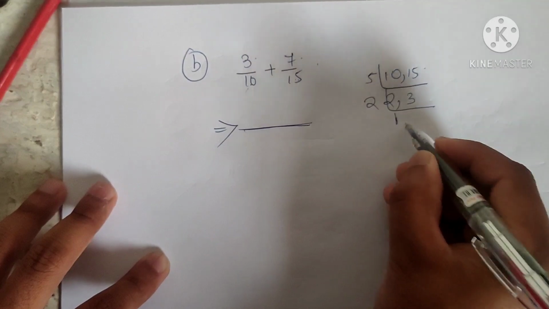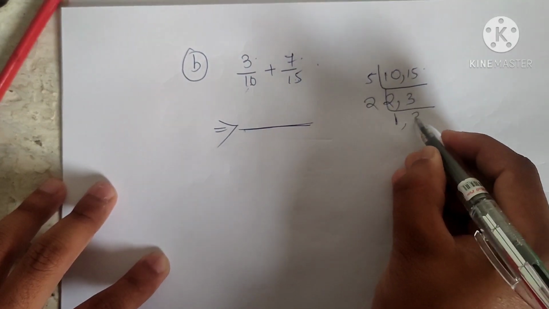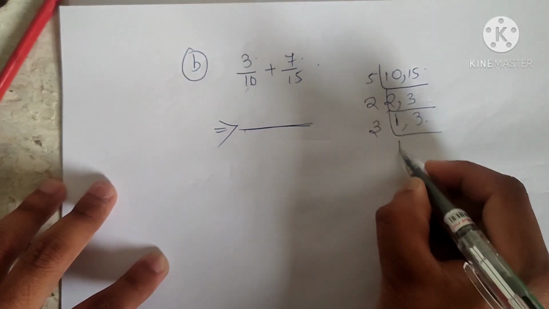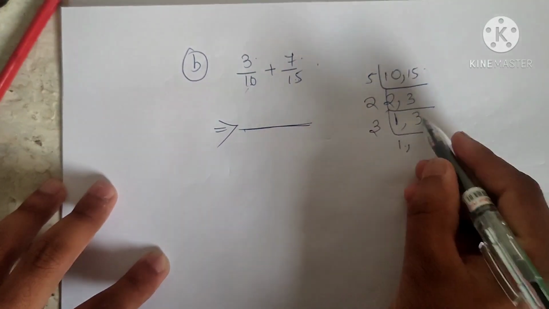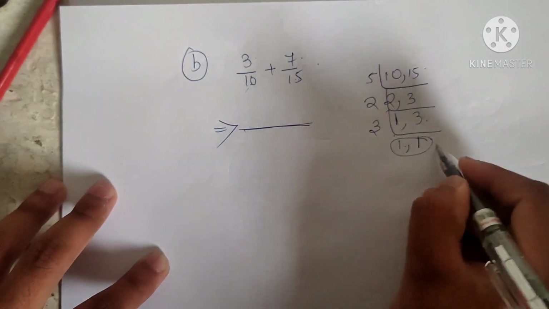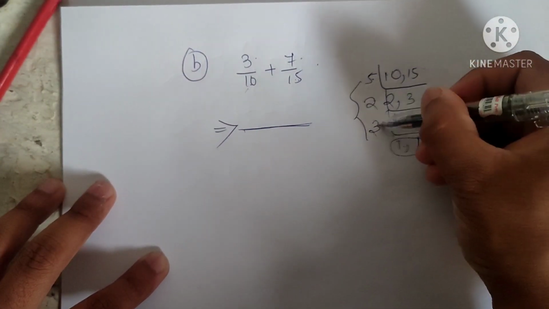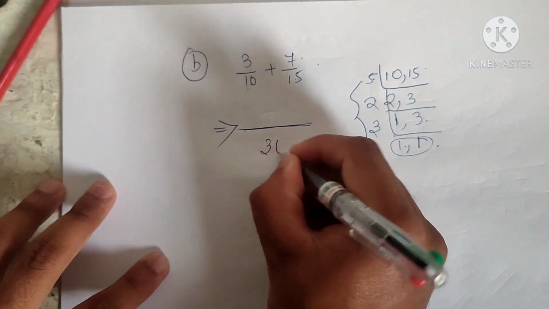2 1s are 2; since 3 is not divisible by 2, we'll just copy it down. Okay, next 3, because 1 is already there, we'll just copy down 1, and then 3 1s are 3, so we get 1 1, so we can multiply them. So 5 2s are 10, 10 3s are 30, so our LCM is 30.